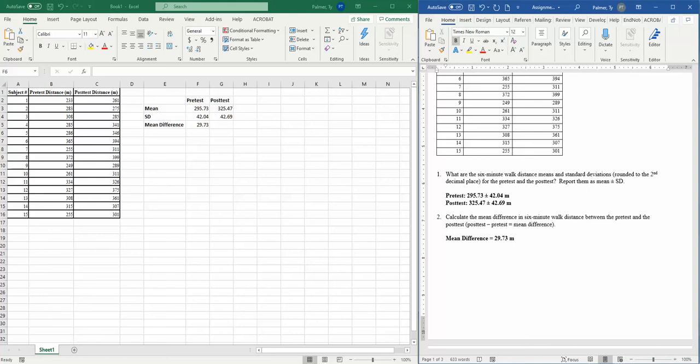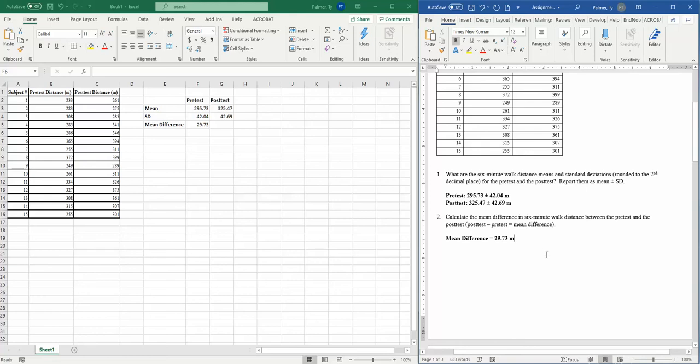Now, what does this mean? We just calculated a mean difference of 29.73 meters. It's a positive 29.73 meters. So what does that mean? That just means that the post-test is larger than the pre-test. The post-test 6-minute walk distance was larger than the pre-test 6-minute walk distance. Therefore, we got a positive mean difference value of 29.73 meters.